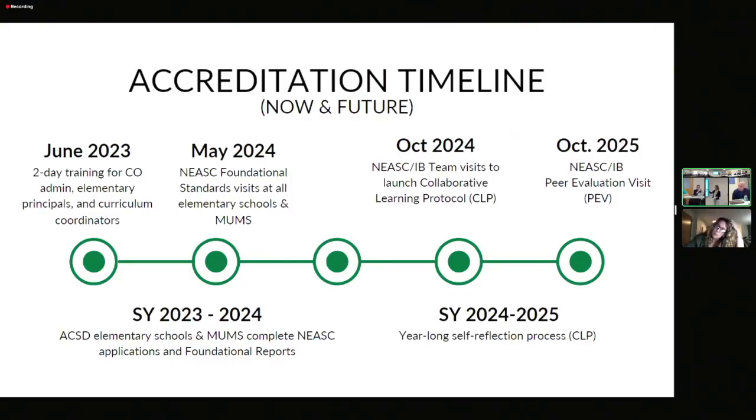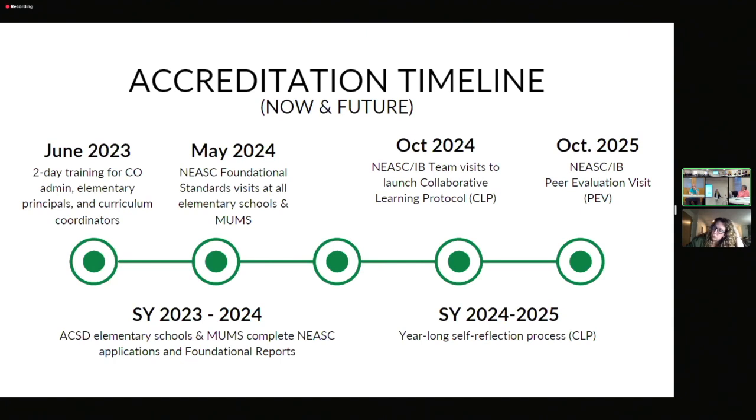Then in October, the joint team will come and do a kickoff with our whole learning community, looking over the standards and beginning conversations about what we mean to be doing in our classrooms, how we know what we're doing, and what's the evidence that we're doing that. That'll be a year-long process, and then in October 25, after we've reflected on where we're at, and this is where the strategic plan comes in, this peer evaluation visit happens, where they come and give us our commendations and recommendations.